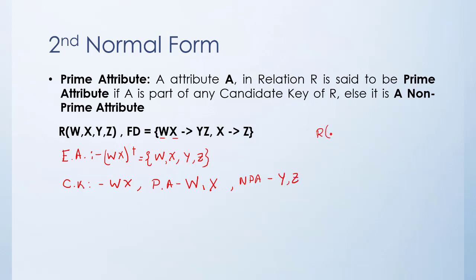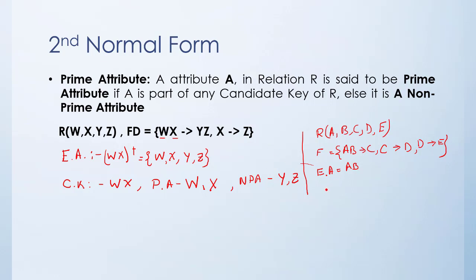R is a relation of A, B, C, D and E, where the functional dependency is given by AB determines C, C determines D and D determines E. So here the essential attribute is AB, because we cannot determine A or B from any other attribute.